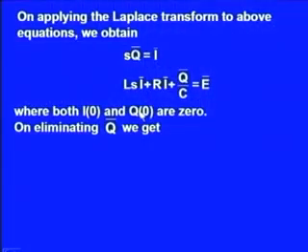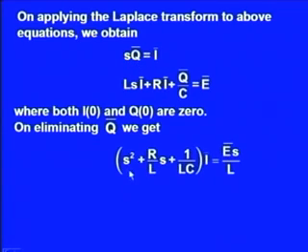So, here we are assuming that I and q both are 0 at t equal to 0, and when we eliminate q bar from these two equations, or we put the value of q bar as I bar over s from this equation into this equation, we will get s square plus r by l into s plus 1 by l c into I bar equal to E bar s over L.